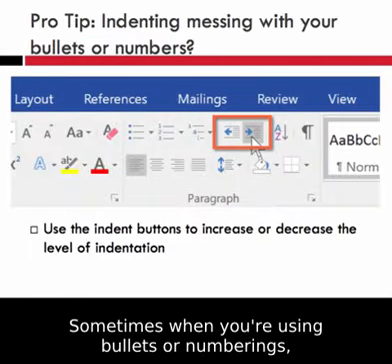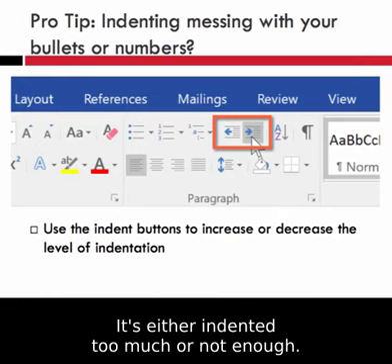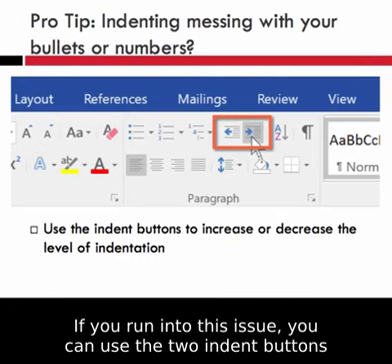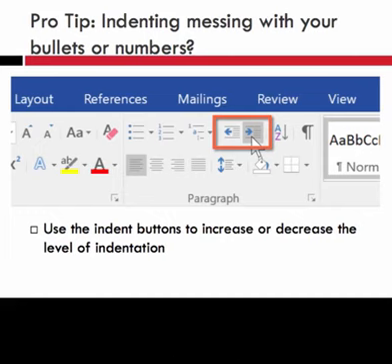Sometimes when you're using bullets or numberings, the indentation doesn't work properly. It's either indented too much or not enough. If you run into this issue, you can use the two indent buttons to increase or decrease the level of indentation that you have.